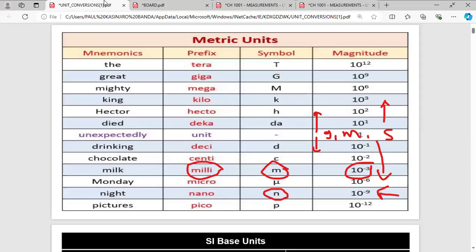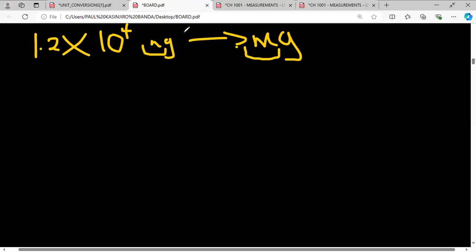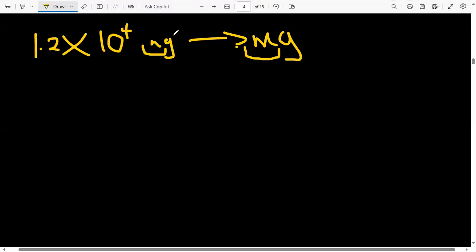If you forget the values, always consult your metric table here. We see that the milli there is just 10 to the power minus 3, and then the nano is 10 to the power minus 9. So we are going to use those in our conversions. We said if you are going from a submultiple to a submultiple, what do you have to do first? You first have to convert it to the SI unit.